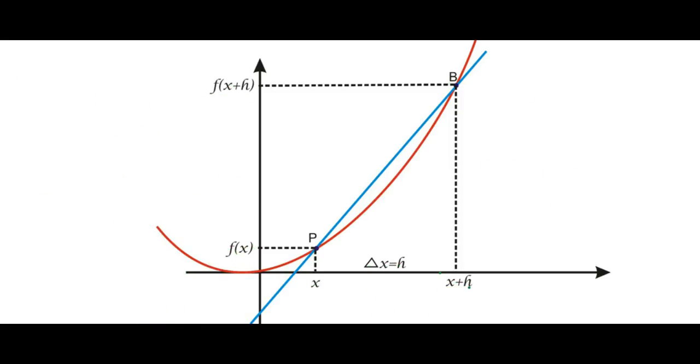Now, if P decides to move towards B, the question is, what happens to the blue line, the straight line? What will it be doing? And what happens to the difference of x2 and x1, that is the change in x, which is the h? What will happen to it? We want to demonstrate this using GeoGebra and see what will happen as P is moving towards B. What happens to the h and what happens to the line PB?